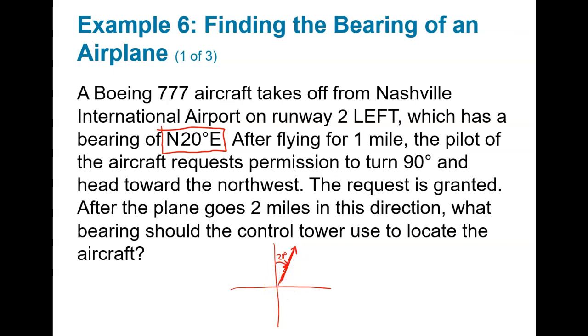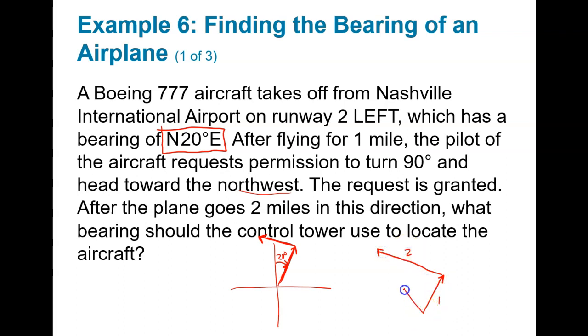The pilot requests permission to turn 90 degrees and head towards the northwest. Okay, so 90 degrees would be in that direction. And then it goes 2 miles in that direction. So now we want to know what the new bearing should be. We'll see on the next page, but the key to unlock this is we've gone 1 unit in this direction, and then we turned 90 degrees, went 2 units in this direction.